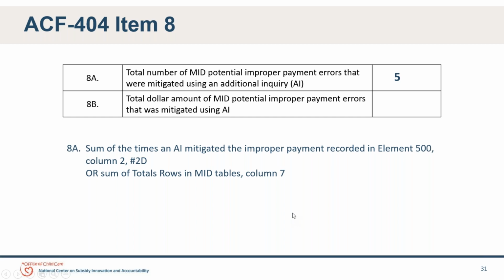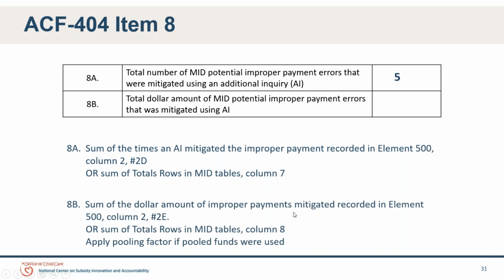In the example state, there were 5 of those. And 8B is the sum of the dollar amounts of those payments mitigated. If you're using the new worksheet, this would be the sum of the dollar amounts entered in element 500, column 2, 2E, or it's the sum of the totals rows in the mid-tables, column 8. And again, this is another item where you would need to apply the pooling factor if applicable. Our example state had $1,320 that were mitigated.